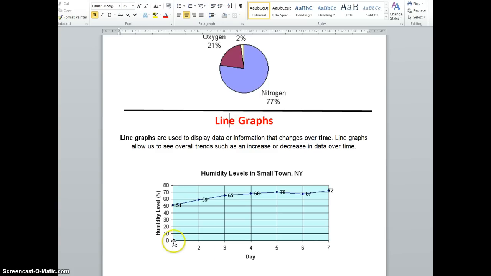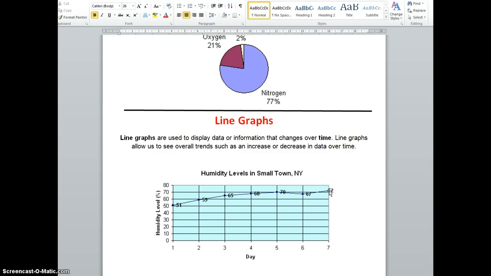So on day 1, the humidity was right here, 51% humidity. And again, they've written the number there so that we don't have to guess 51%. Although that one would have been pretty easy to guess. Anyway, and then on day 2, we can see that the humidity was 59%. On day 3, 65%. Day 4, 68. Day 5, 70%. You can see 70 exactly. Day 6 was 67%. And day 7 was 72%.